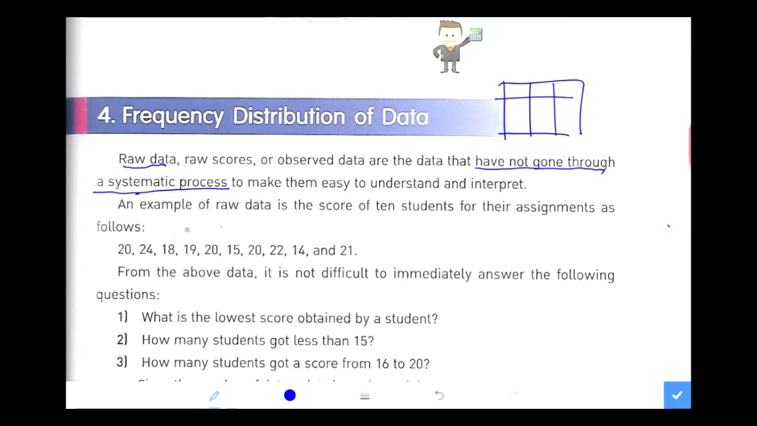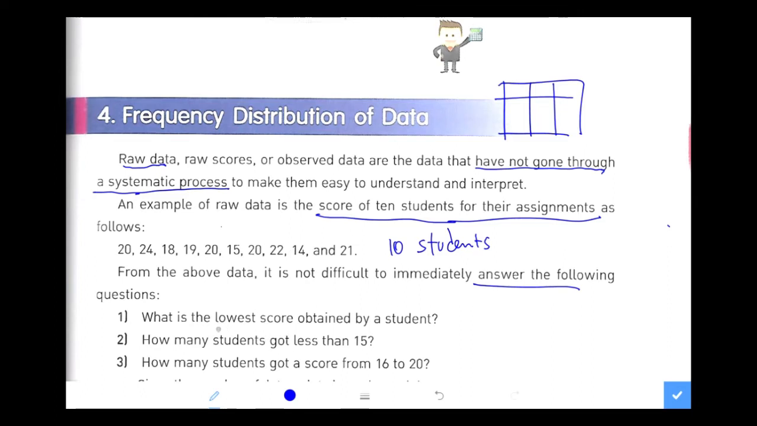Okay, so what is the example? The book gives you an example about the scores of 10 students for their assignments: 20, 24, 18, 19, 20, 15, 20, 22, 14, and 21. You have how many? 1, 2, 3, 4, 5, 6, 7, 8, 9, 10. So you have only 10 students. When the size of your raw data is not big, it's very easy for you to answer the questions.